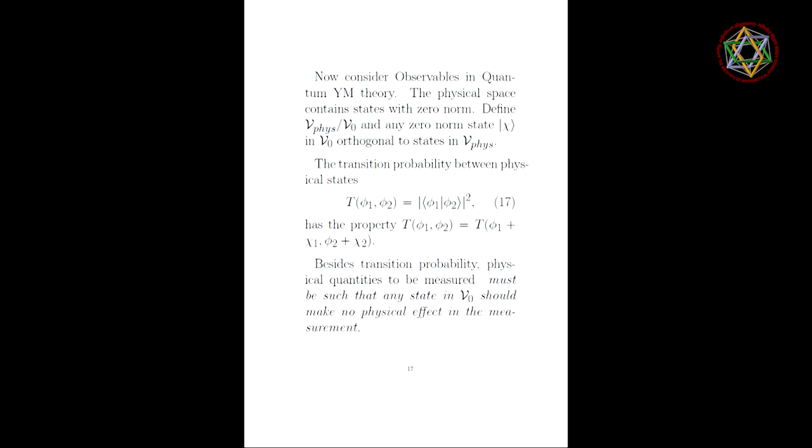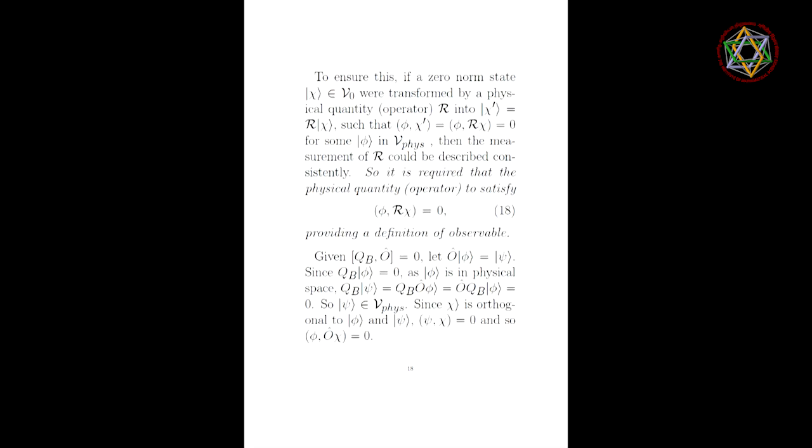Besides transition probability, physical quantities to be measured must be such that any state in V_0 should make no physical effect in the measurement. To ensure this, if a zero norm state chi belonging to V_0 were transformed by a physical quantity operator R to chi dash, such that phi with chi dash is phi with R chi, which is 0 for some phi in V_physics, then the measurement of R could be described consistently. So it is required that the physical quantity satisfy that phi with R acting upon chi belonging to V_0 should be 0, providing a definition of observable.